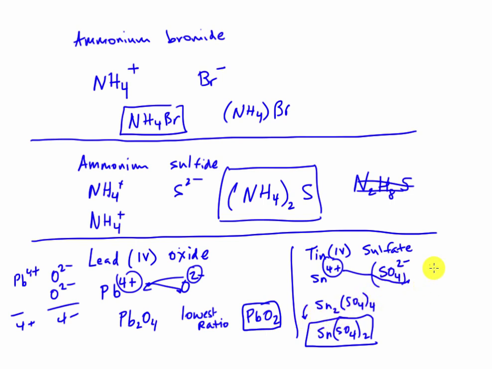What I would do for this is just notice the charges: 4+, 2-. I only need a second SO4 2- to balance that, don't I? I have 1, 2, so my formula would be Sn, and I need 2 sulfates, Sn(SO4)2. Okay? So that's it.